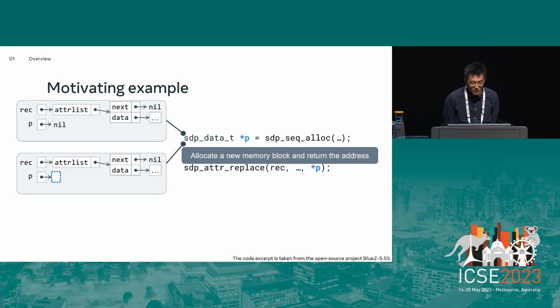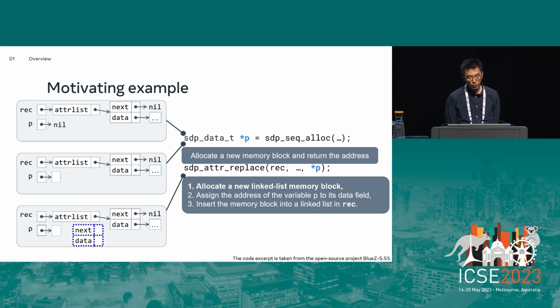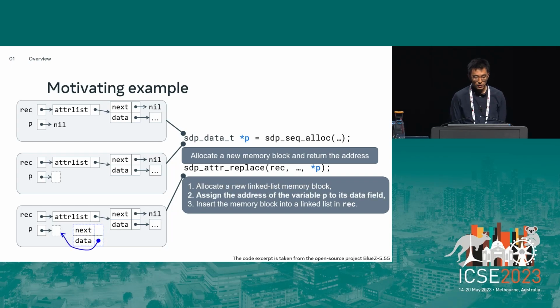The first function called SDPSEQ allocates a new memory block and returns the address. So now P points to some kind of memory block. The second function call has 3 steps. The first one is to allocate a new linked list memory block and assign the address of the variable P to its data field. And then insert the memory block into the linked list in REC.